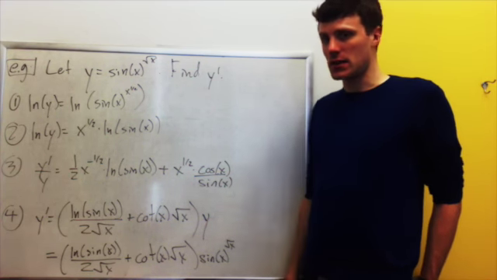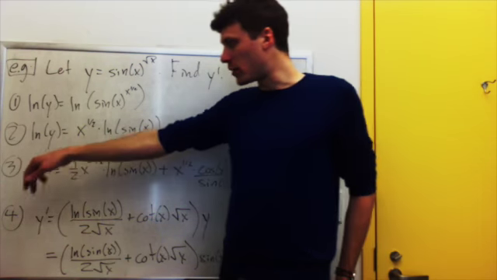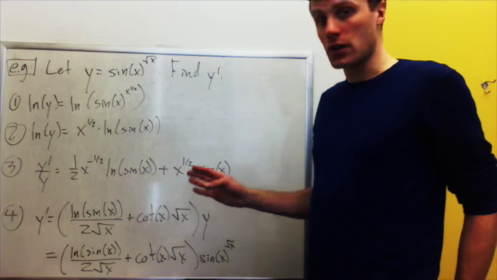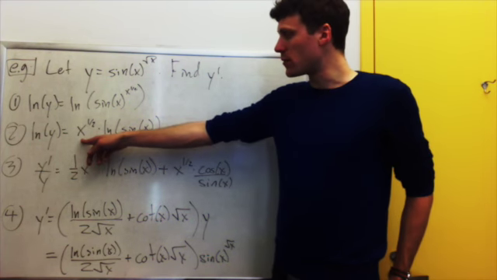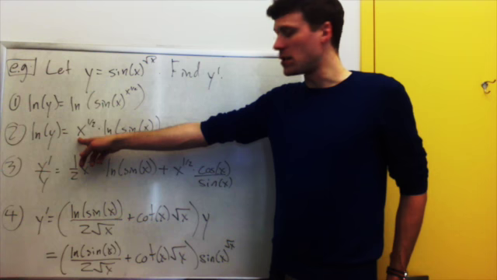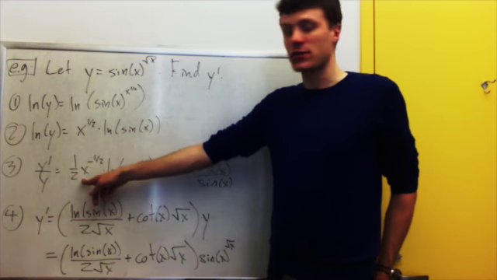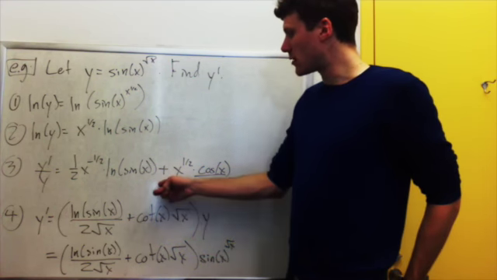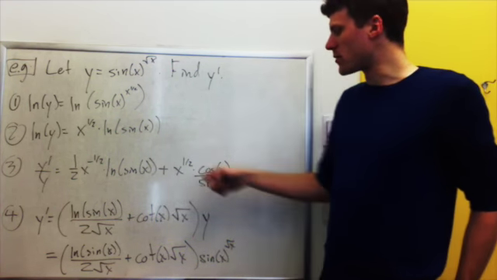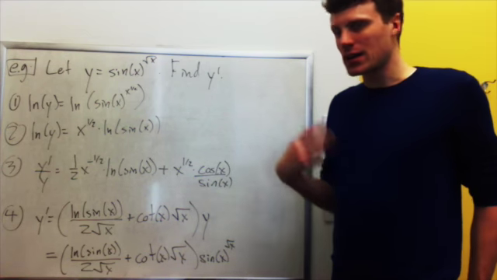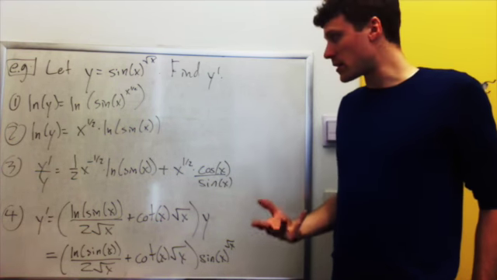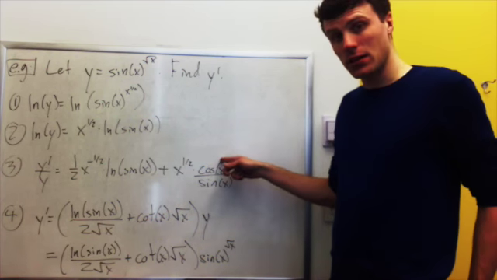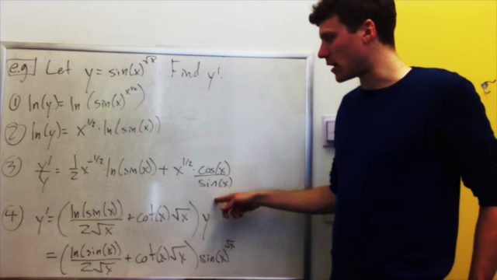Step 3, I differentiate. The left-hand side is always going to be y prime over y. The right-hand side, I apply the product rule. The derivative of the first times the second gives me the derivative of x to the 1/2, that's 1/2 x to the minus 1/2, times the second guy, log of sine, plus the first guy times the derivative of the second. Now the second guy is going to involve the logarithmic derivative. It's log of sine of x, so its derivative is the derivative of sine over sine, so cosine over sine.